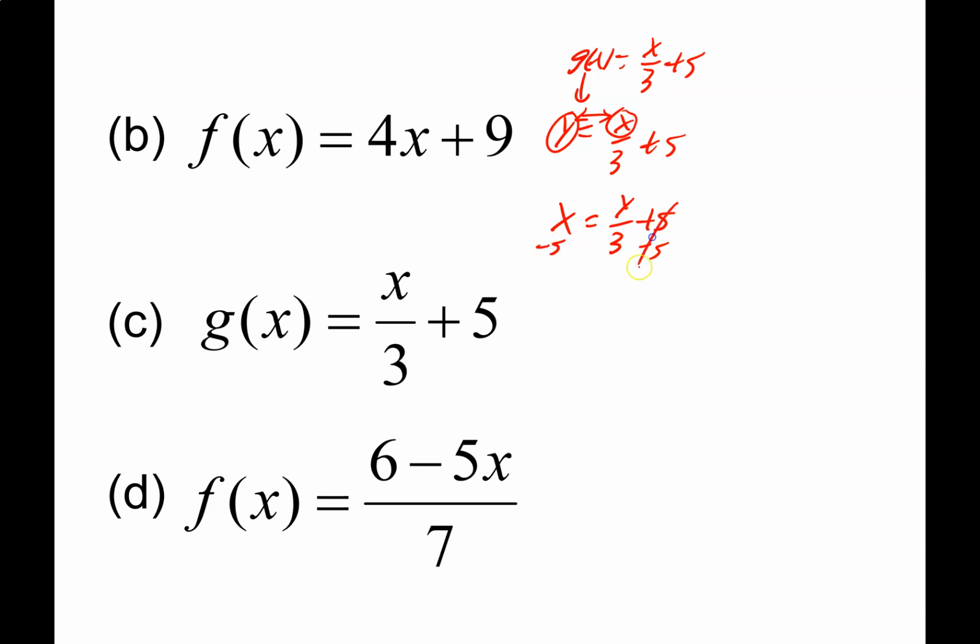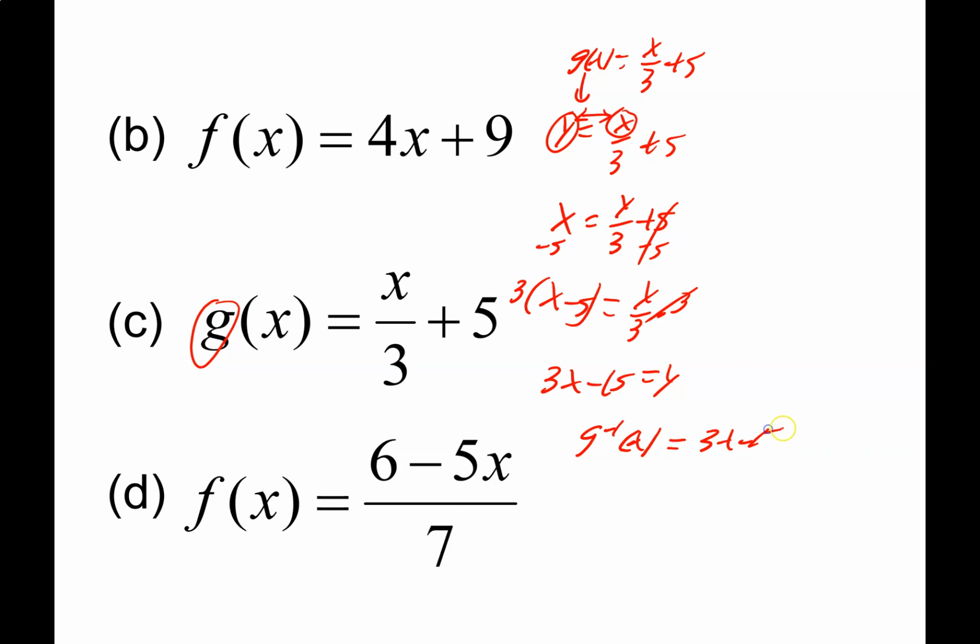So I subtract 5. So I get x minus 5 is y over 3. And then lastly, to get rid of the 3, I multiply both sides by 3. So I get 3x minus 15 is y. Or in other words, since we started with g, I get g inverse of x equaling 3x minus 15.